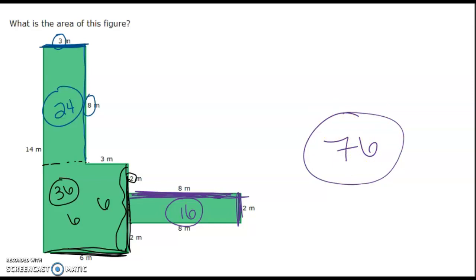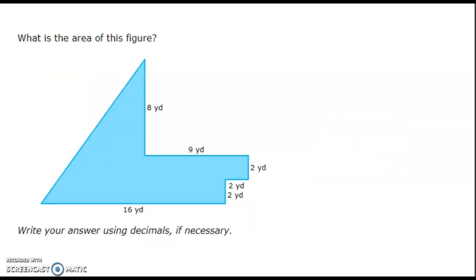All right, let's do some with triangles. So with this one, you have to kind of see the triangle in it, and then we can go ahead and cut it up into rectangles. Usually I start with cutting up into triangles. So in this case, I'm going to cut this here, and I'm going to cut it here. So let's go ahead and find the area of this triangle. The area of a triangle is the base times the height divided by 2.